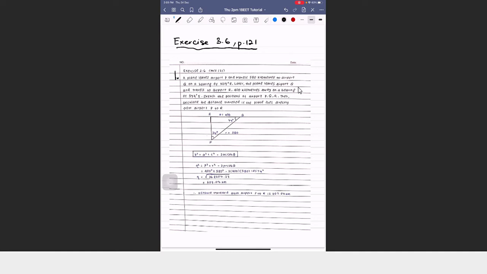A plane leaves airport P and travels 580 kilometers to airport Q on a bearing of north 34 degrees east. Later, the plane leaves airport Q and travels to airport R 400 kilometers away on a bearing of south 74 degrees east. Sketch the positions of airports P, Q, and R. Then calculate the distance traveled if the plane flies directly from airport P to R.